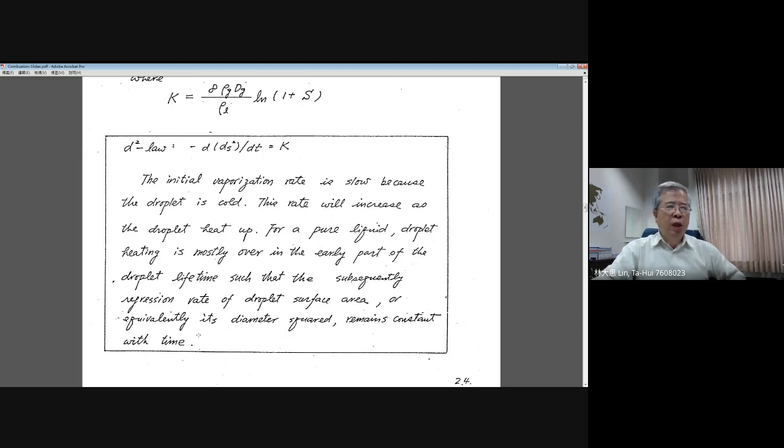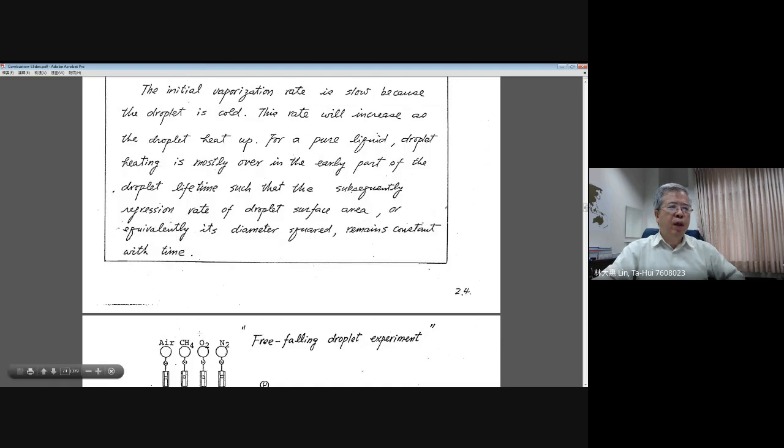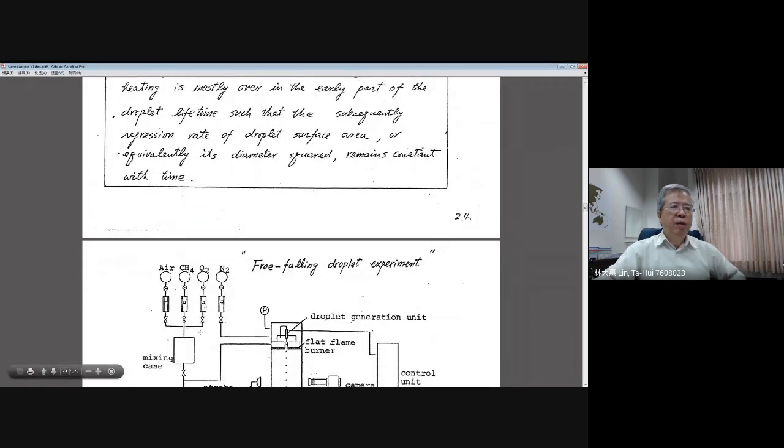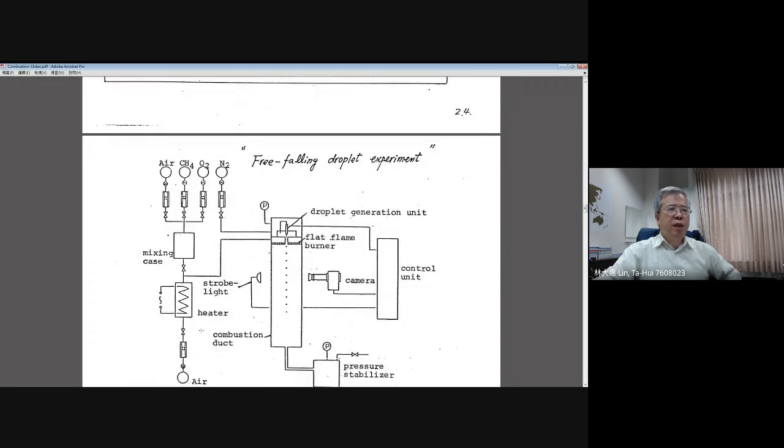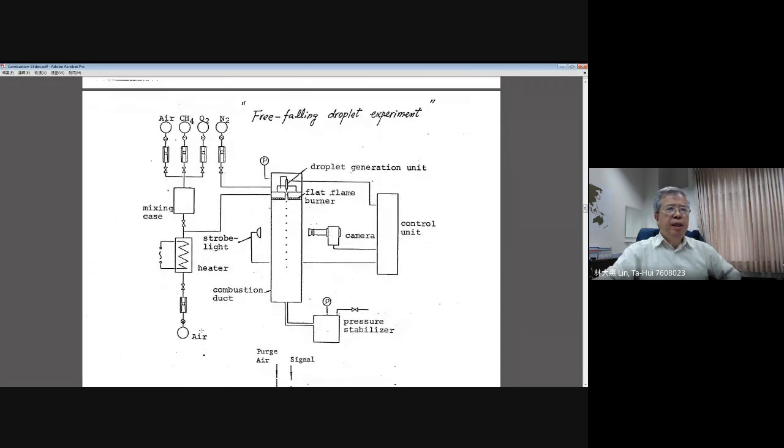Then we go to the experiment system that you know. People usually use this very famous so-called free-falling droplet experiment to study the droplet. Let me explain first about the whole system. There is the droplet generation unit, and it generates a string of droplets coming from the upper side down to the lower side. And here there is the flat flame burner. We generate the flat flame, then the droplet penetrates through it and will be ignited.